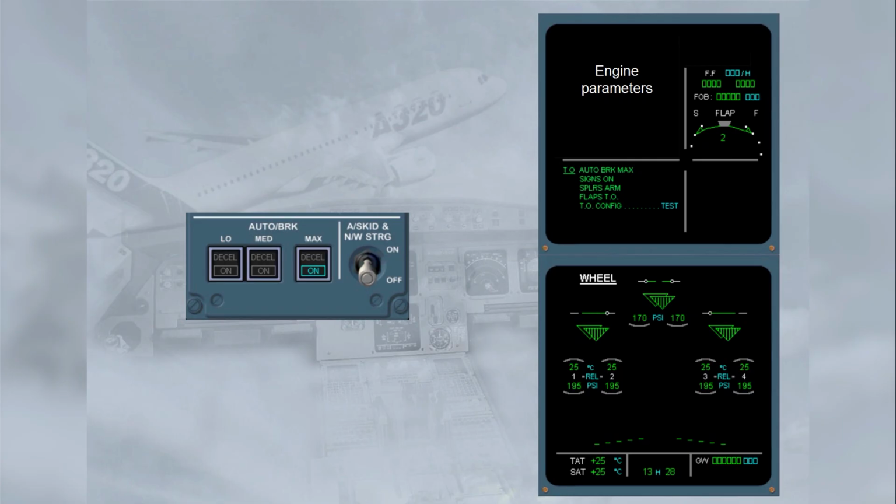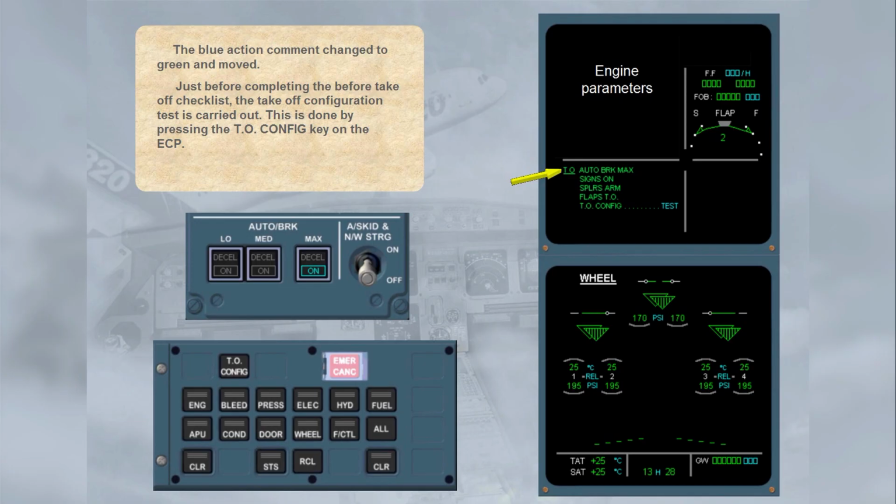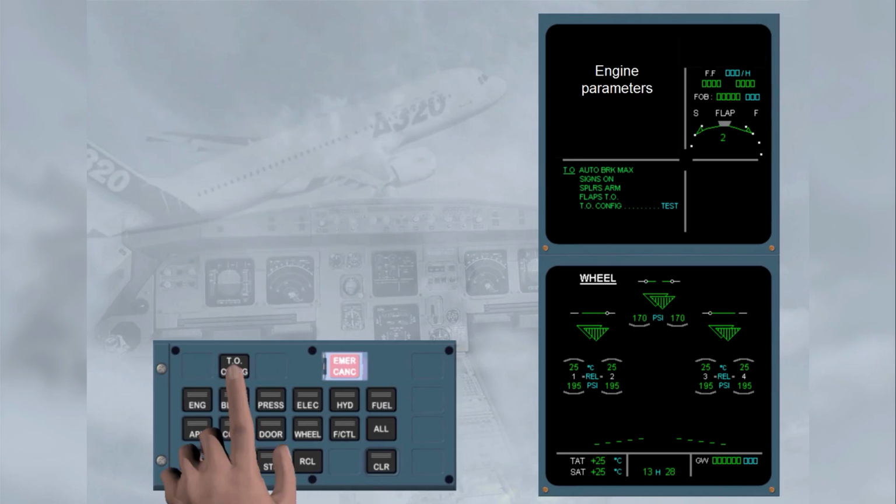The blue action comment changed to green and moved. Just before completing the before takeoff checklist, the takeoff configuration test is carried out. This is done by pressing the takeoff configuration key on the ECP. By selecting the takeoff configuration key, the ECAM system simulates the application of takeoff power.